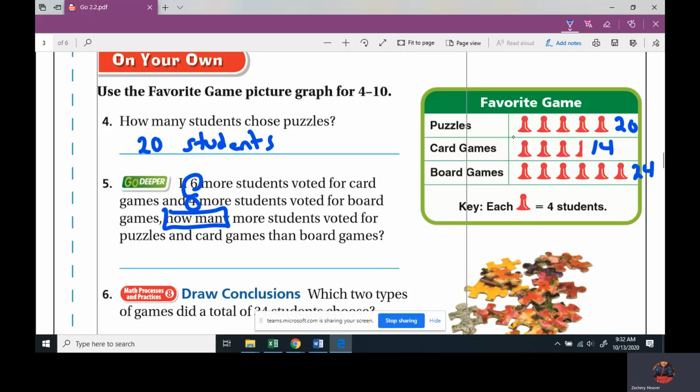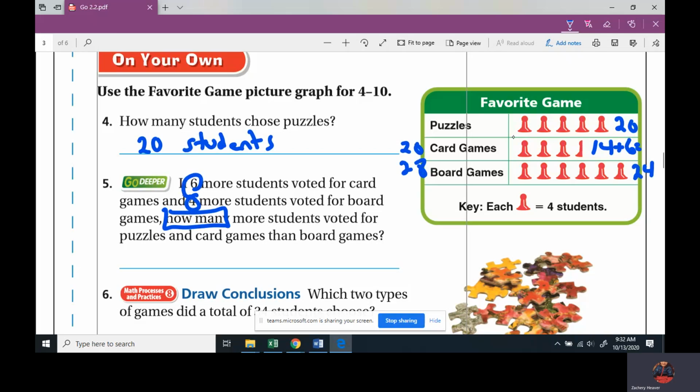So, first off, let's add to card games. So, Adeline, what's 14 plus 6? So I'm gonna put 20 right here. And 4 more for board games. So what's 24 plus 4? Right? How many more students voted for puzzles and card games than board games.